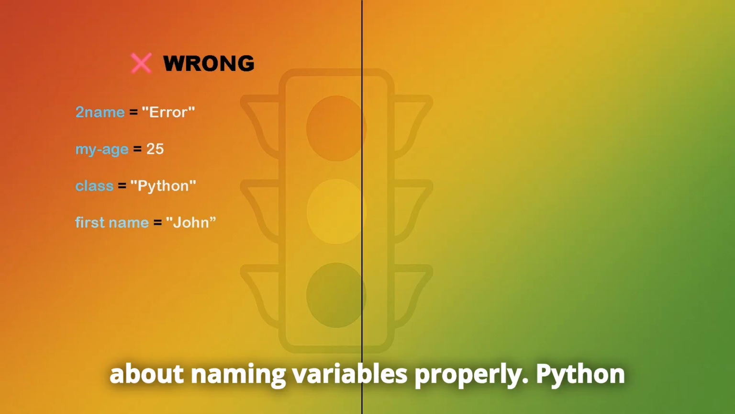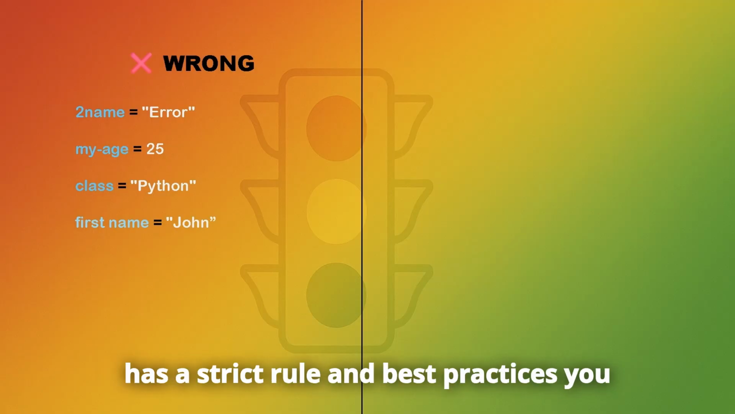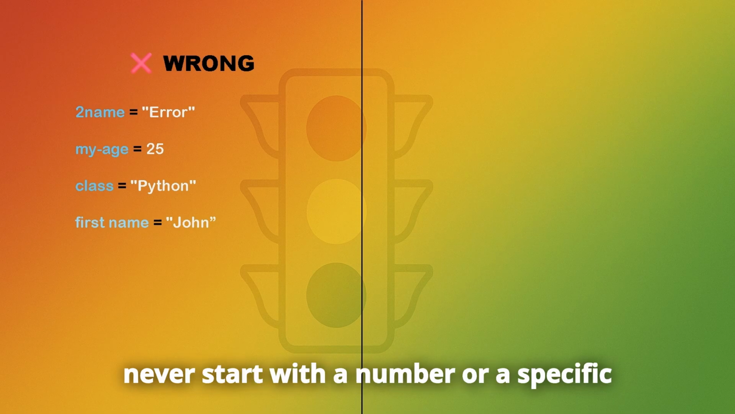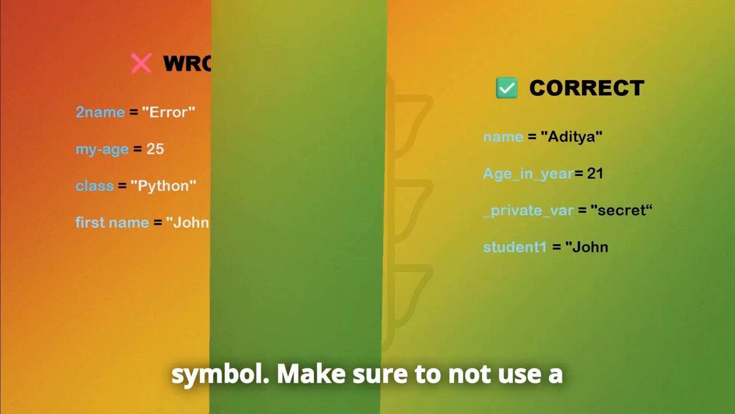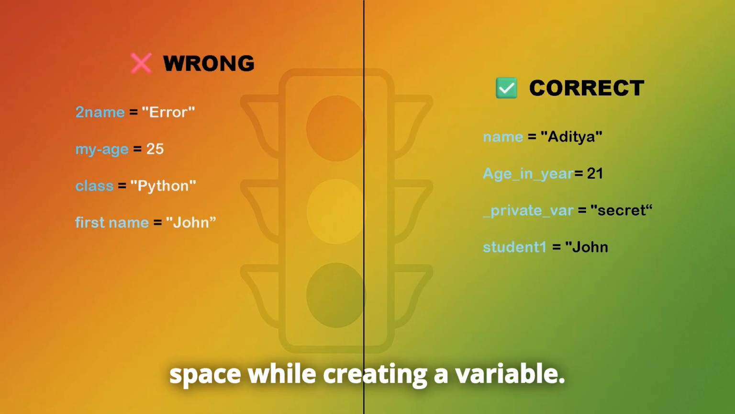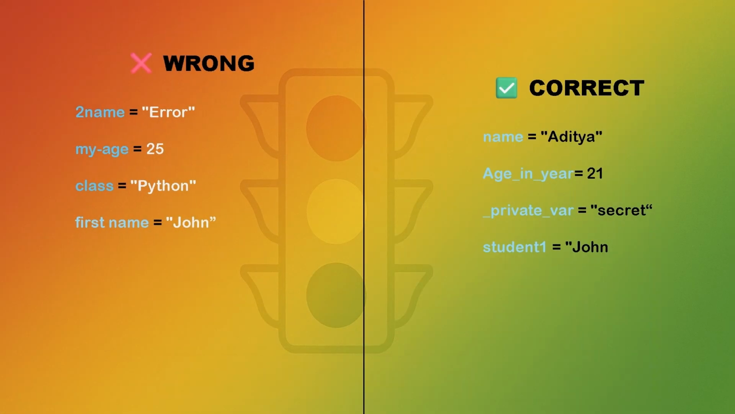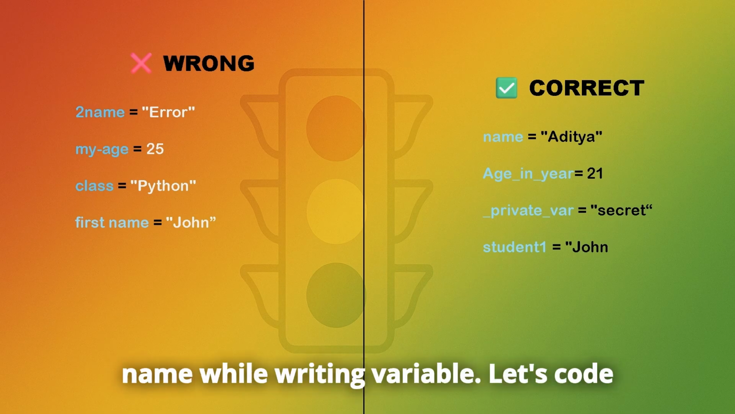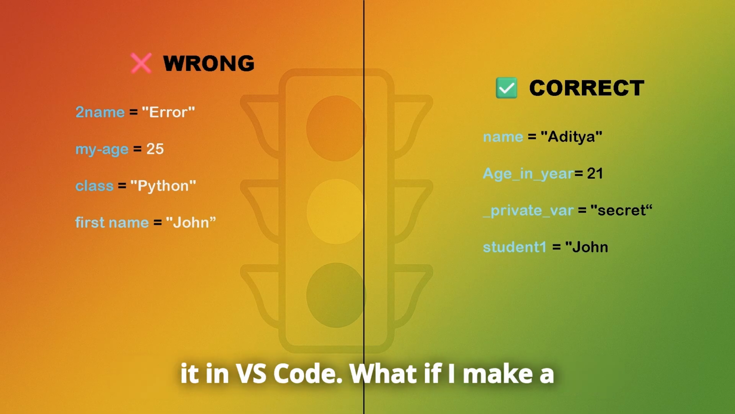Now let's talk about naming variables properly. Python has strict rules and best practices you need to know. A variable name should never start with a number or a special symbol. Make sure not to use a space while creating a variable. One can use an underscore to separate words while writing a variable name. Let's code it in VS Code.